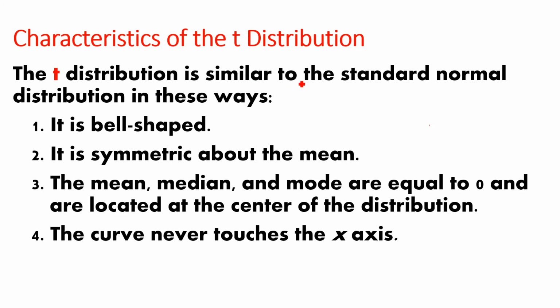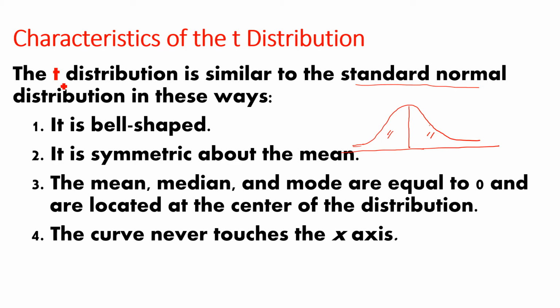The T distribution is similar to the standard normal distribution in these ways. We have discussed the standard normal distribution many times. Here I am going to show you one more time. So this is our normal distribution. In the normal distribution, the mean, median, and mode lie at the center. It means the same amount of data we have on the left hand side, approximately the same amount we have on the right hand side. This is the normal distribution.